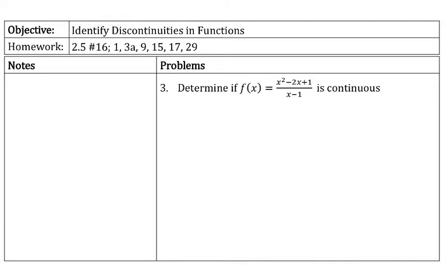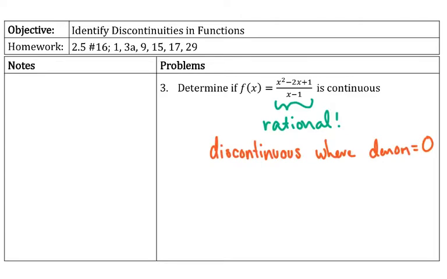Now, you also might be asked if something like this is continuous. Now, it's not going to be because we see that it's rational. Now, the bigger question would be where is it not continuous? Well, it's going to be discontinuous where the denominator equals 0. Just like what we've been practicing with our limits. So in this case, it would be discontinuous at x equals 1, and so it has a discontinuity.